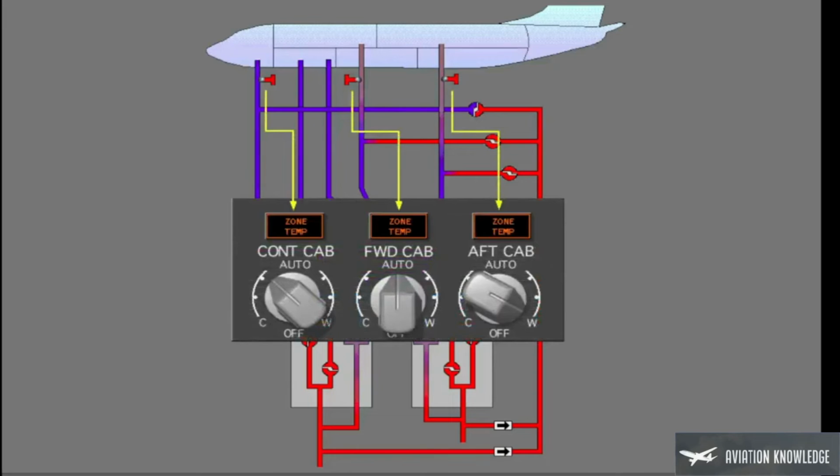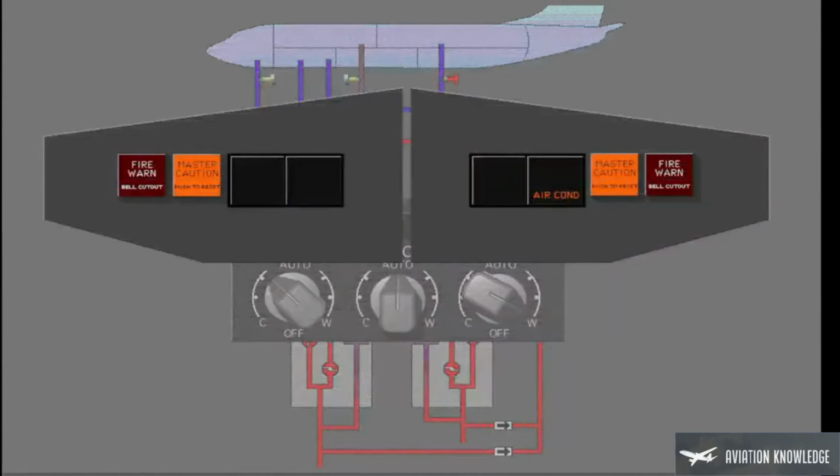If the temperature in the supply ducts to the cockpit or passenger cabins is more than limits, the related zone temperature light illuminates on the cabin temperature controls panel. When the zone temperature light illuminates, the related trim air modulating valve closes. Push the master caution light to reset the warning system.